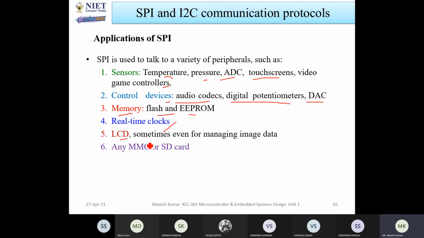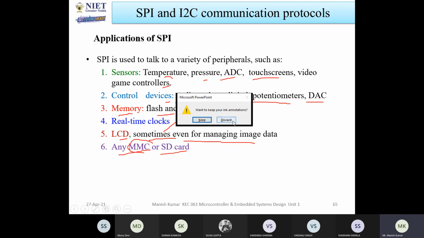LCD, sometimes even for managing image data. When you are working with image processing, then you can use an MMC or SD card. MMC is called multimedia card. All of you know the multimedia card. It is also one type of flash memory based memory card standard. In the starting it was the MMC card, then the SD card. So in this way, I hope you will be able to understand the SPI protocol.